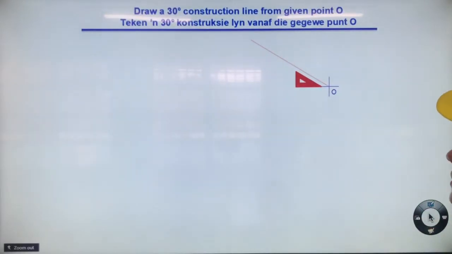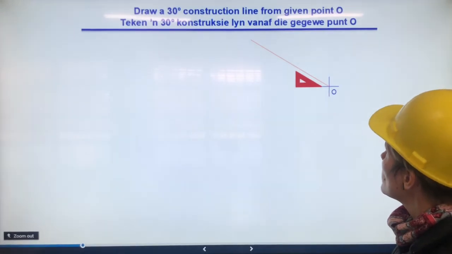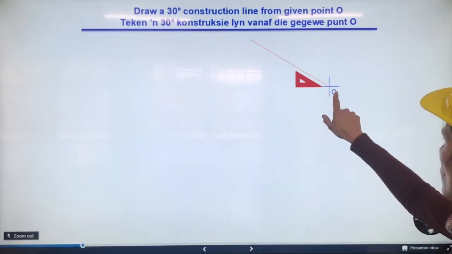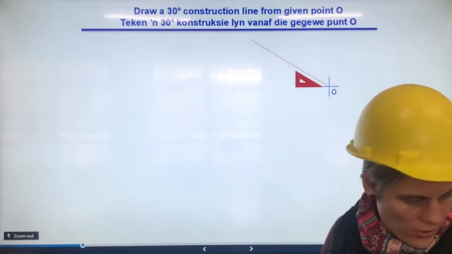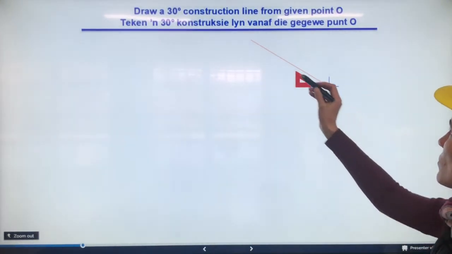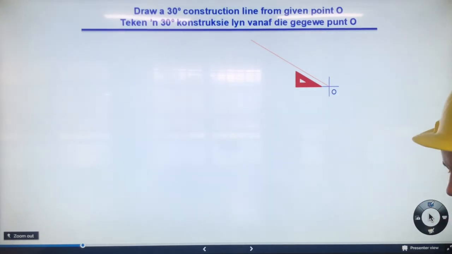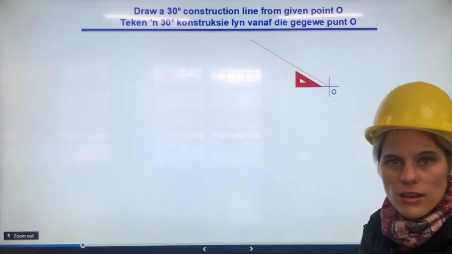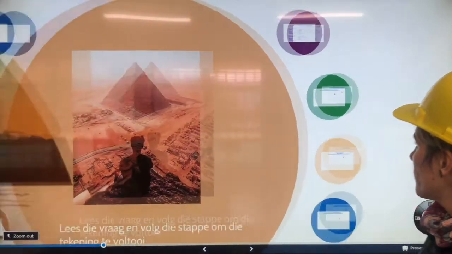Okay, so once again draw a 30-degree construction line from given point O, just like the previous drawing. You have a construction line, dis my pen. Teken 'n 30-grade konstruksielyn vanaf die gegewe punt O. So by using your 30-degree triangle, you construct your line.